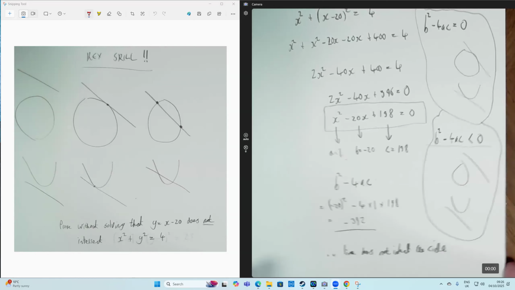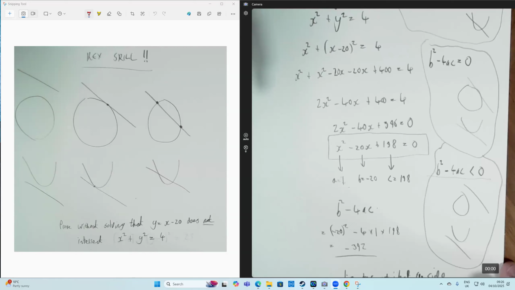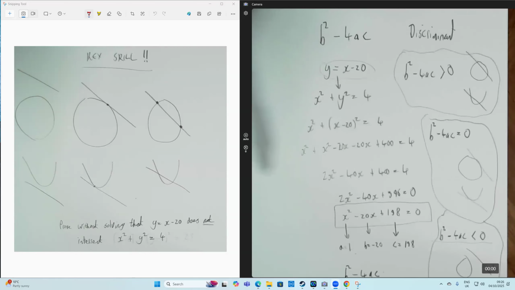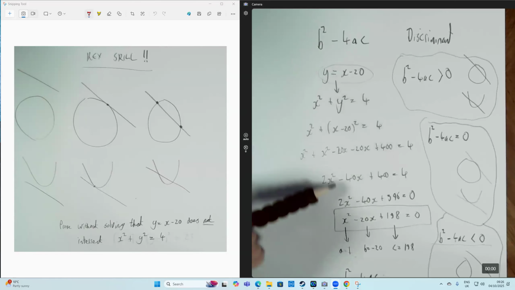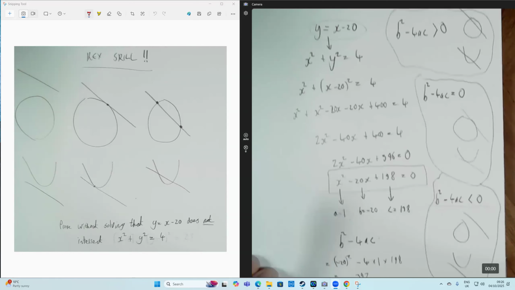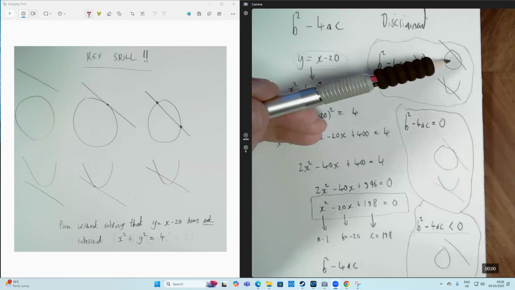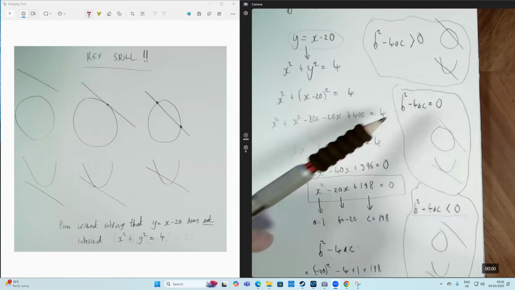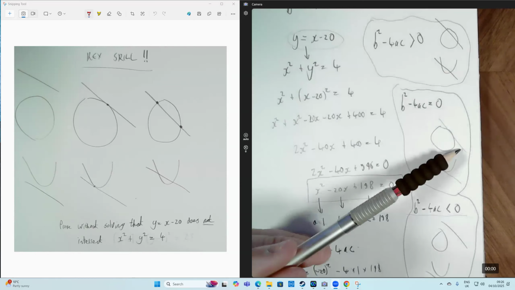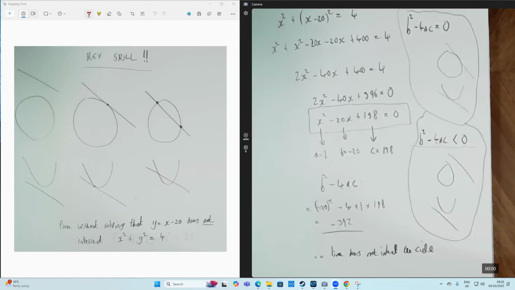You'll notice that by doing that, we haven't solved it. The question says, without solving, show that the line does not intersect the circle. To recap, we take the equation of the line, sub it into the equation of the circle, evaluate that to get a new quadratic, and then evaluate the discriminant of that new quadratic. If the discriminant is greater than 0, the line intersects the circle at 2 points. If it is equal to 0, the line is a tangent to the circle or the curve. And if it is less than 0, the line does not intersect the circle or the curve.